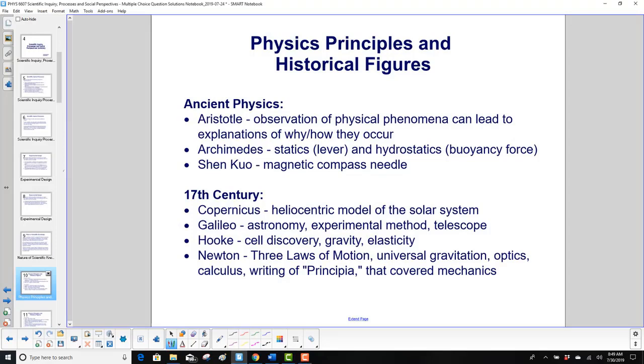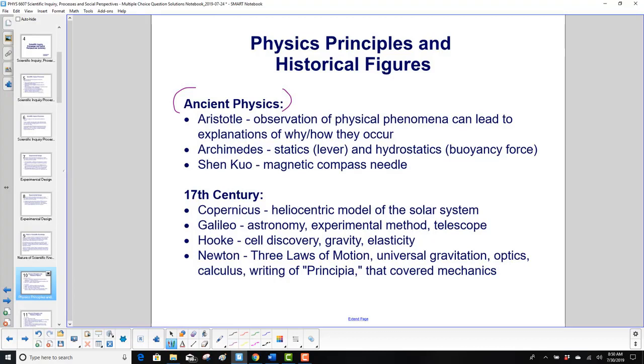And now, a quick tour through physics principles and historical figures. Starting in ancient times, we have Aristotle, who stated you could observe physical phenomena, and that can lead to explanations of why, how they occur. Kind of the foundation of the scientific method all the way back then. Archimedes, who worked with statics with the lever, and hydrostatics, the buoyancy force. Shen-Kua, the magnetic compass needle.